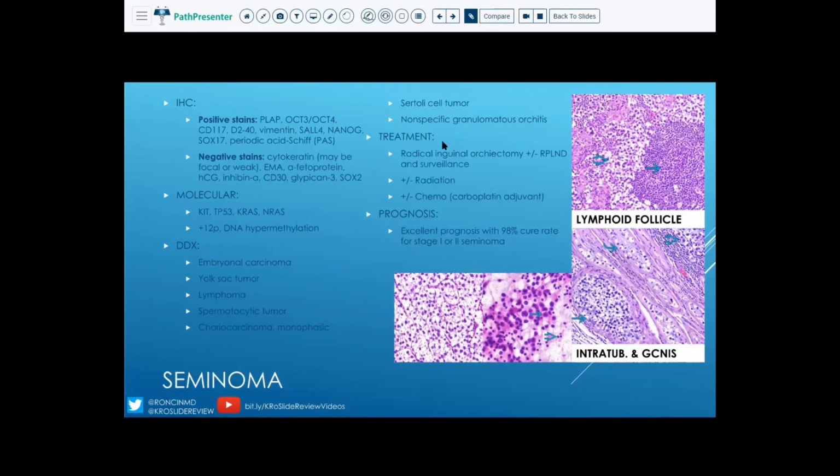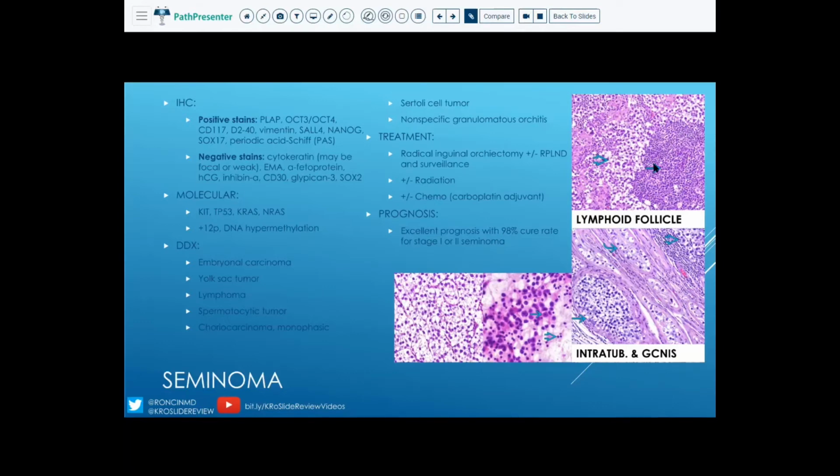Treatment, they tend to do a radical inguinal orchiectomy with or without retroperitoneal lymph node dissection. That's what RPLND is, retroperitoneal lymph node dissection. And surveillance, they may or may not do radiation. They may or may not do chemo. And chemotherapy is adjuvant chemo. Prognosis, so if they are stage 1 or 2, they have a 98% cure rate. So very excellent cure rate for this if they can catch it early enough.